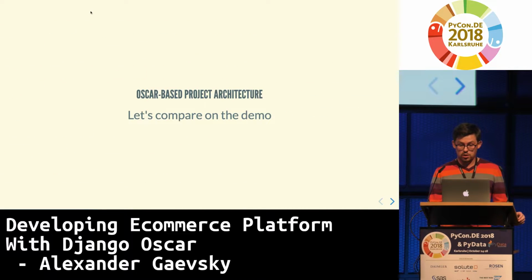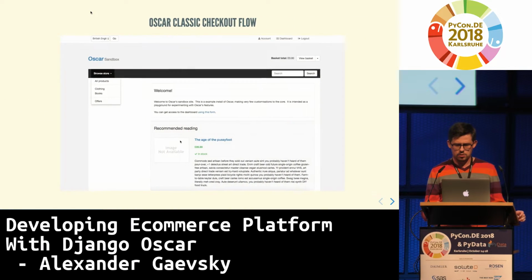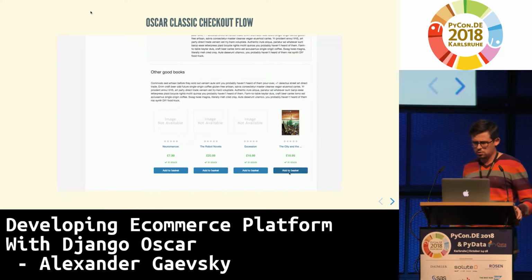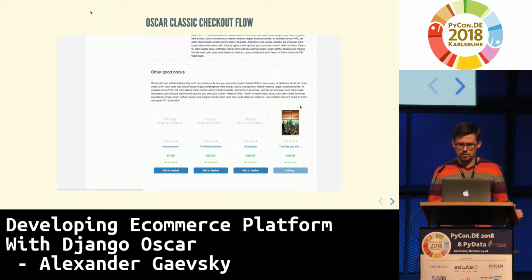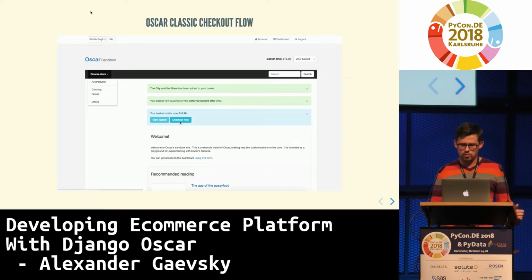Okay, so basically nowadays we are not limited in how to build the project, either in Django or somehow else, but I believe that the hybrid approach has a lot of advantages, also in the UX. So let's see the demo. It's a standard checkout flow of Oscar. You go to the catalog, add the item to the basket.